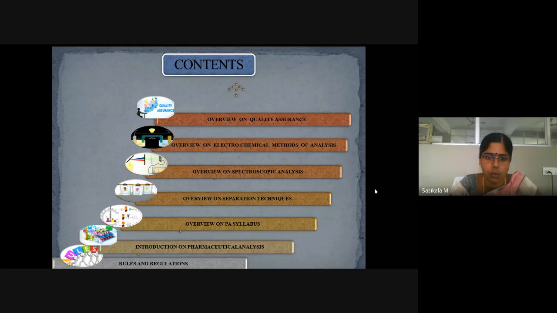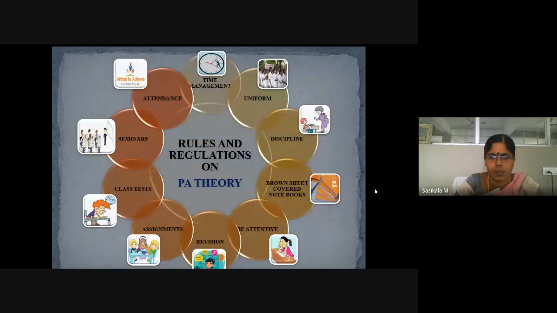Let's see the overall view on your pharmaceutical analysis syllabus. Before that, the introduction on pharmaceutical analysis and the rules and regulations on the subject, what you need to follow in online or offline classes. Rules and regulations for the pharmaceutical analysis theory subject.